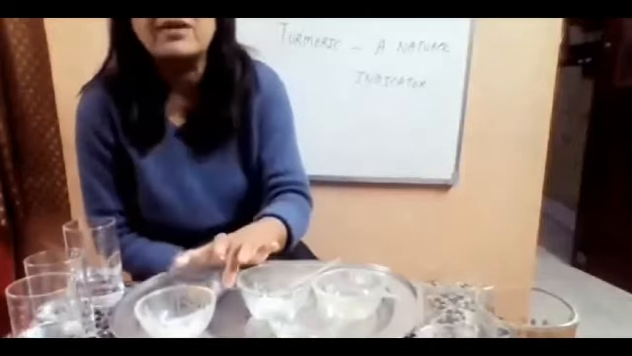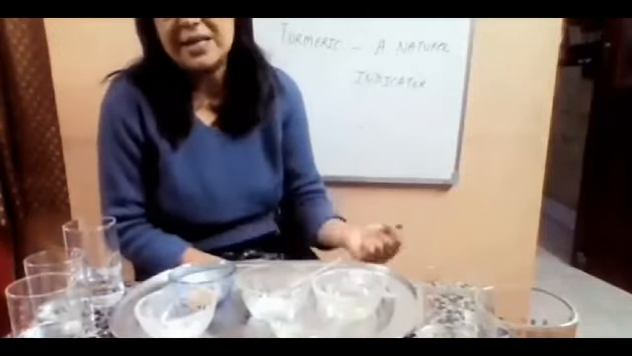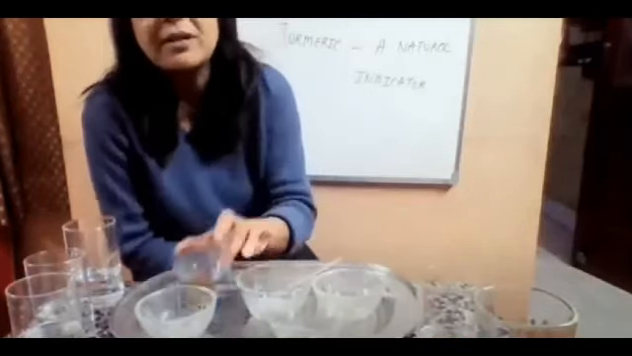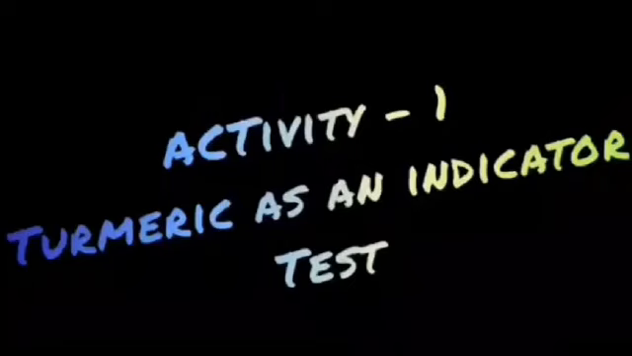So today we are performing the test of acidic or basic nature of different substances we have in our homes by using a natural indicator, turmeric.